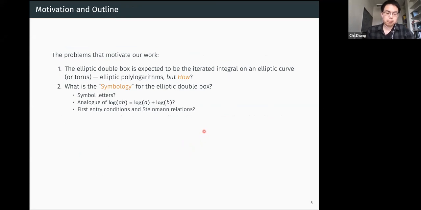If we could, then we can compute the double box integral as an iterative integral on the elliptic curve, or more precisely, the elliptic polylogarithm, which has been studied for a while. Then a natural question would be, what's the singularity structure of the box, or what's the symbology? For example, what are the symbol letters, and how can we manipulate the symbol? And are there any analogs of the first entry condition and Steinmann relation as we have for the normal polylog?